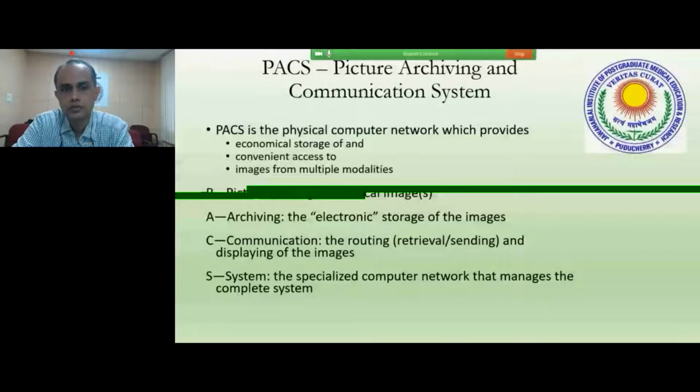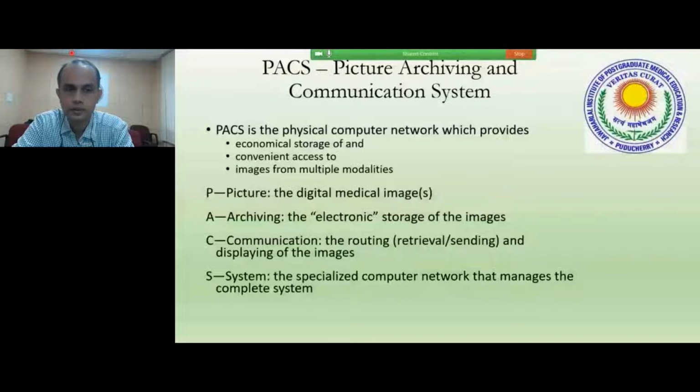Now, the most important stress is to be given to economical storage and convenient access, and also to images from multiple modalities. The problem about archiving and accessing images from multiple modalities was due to the fact that image formatting was different for each vendor, and because of that, viewing images from multiple vendors simultaneously was a big challenge. We'll come to how it was solved later.